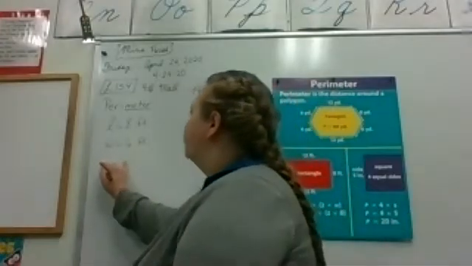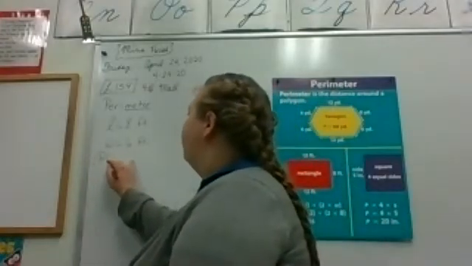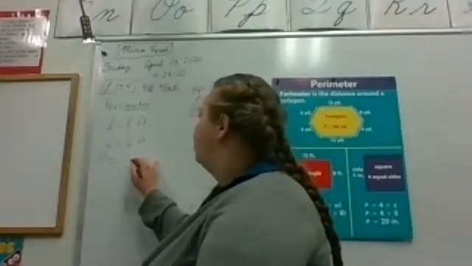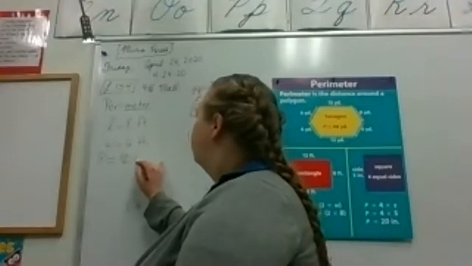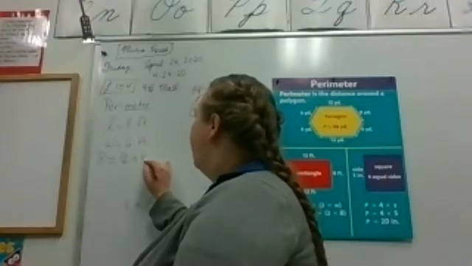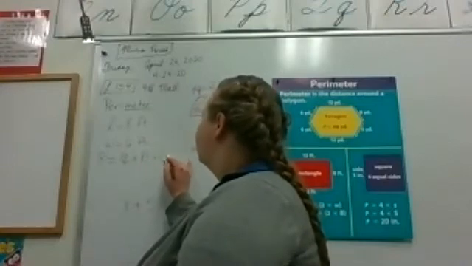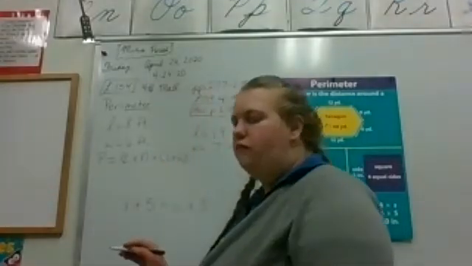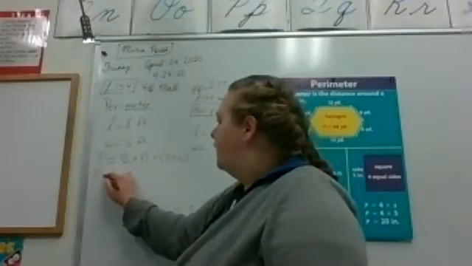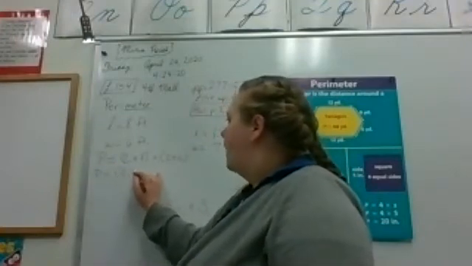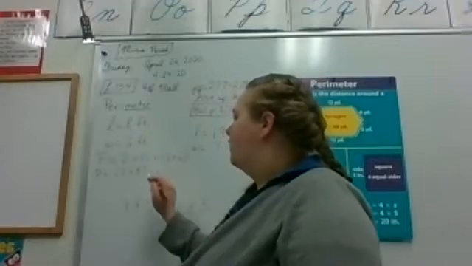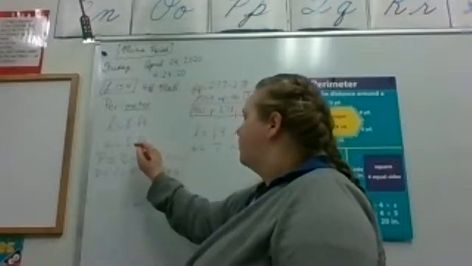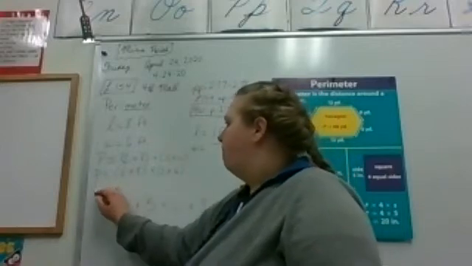So first of all, we're gonna do our formula. We're gonna have P equals 2 times L plus 2 times W, okay? So we write that out and then we say P equals 2 times 8, which is our length, right? Plus 2 times 6, which is our width, okay?